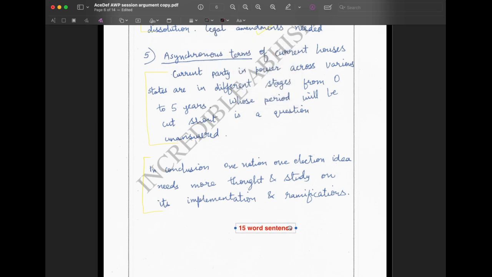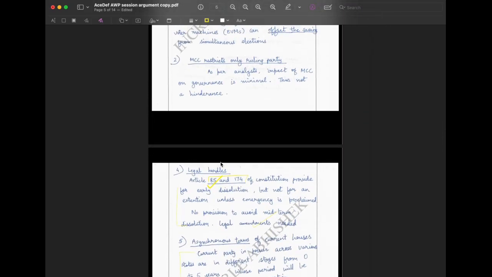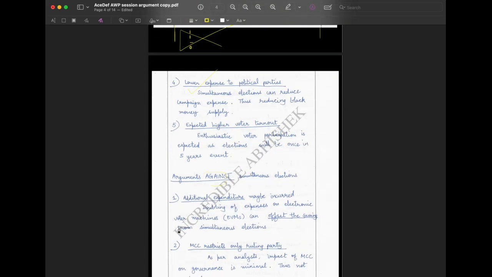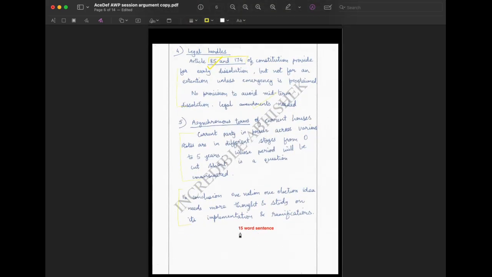Why? Because you get marks for your points. He has written 10 points. He has explained the idea. So he will get almost 9.5 or 10 out of 20 in this. And the conclusion is brief, so he is not wasting too much time here.